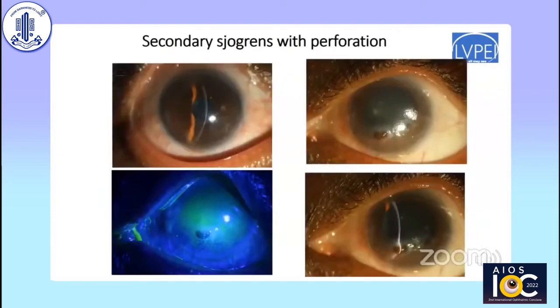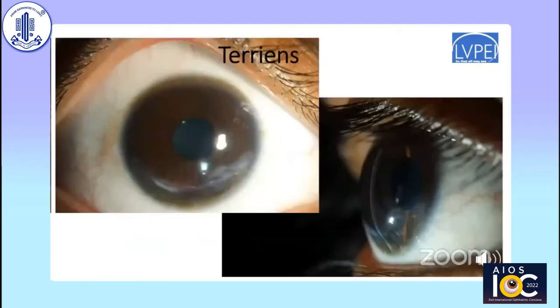Another example is a patient with secondary Sjogren's who presents with the right eye showing severe dry eye, and in the left eye there is peripheral vascularization and a focal area of severe thinning with perforation, with iris plugging it. So sometimes these patients can be missed and instead diagnosed as peripheral ulcerative keratitis, and the dry eye can be missed. We must always be very careful in examining the ocular surface for all of these patients.